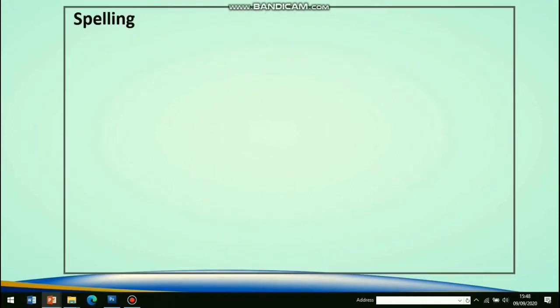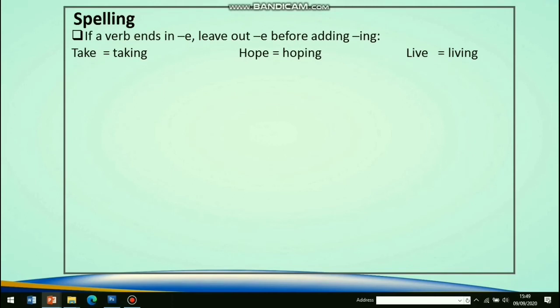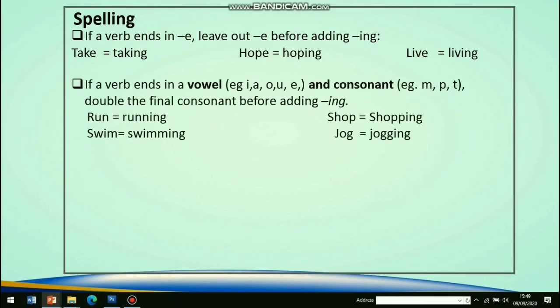Okay. Let's look at spelling. In present continuous, there are some spelling changes that you have to notice. Number 1. If a verb ends in e, leave out e before adding ing. For example, take becomes taking, hope, hoping, live, living. And then number 2. If a verb ends in a vowel, for example i, a, o, u, e, and consonant m, p, t, double the final consonant before adding ing.